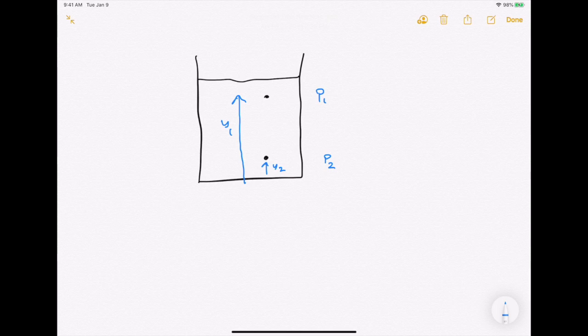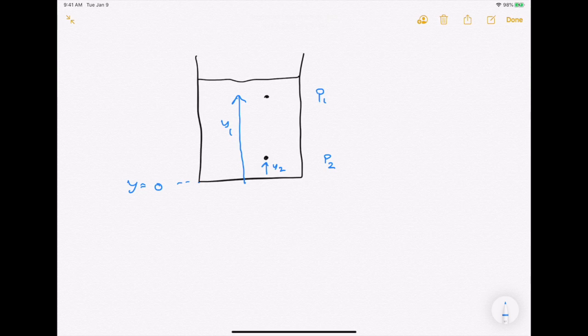We want to find an expression which connects P1 and P2 to their heights y1 and y2, right? And obviously we are measuring heights. We're setting y equals 0 over here. You'll find that it doesn't matter where you set y equals 0. I could have set y equals 0 wherever I wanted. Okay, so how do we find the relationship between the two pressures at these two points and their respective heights?